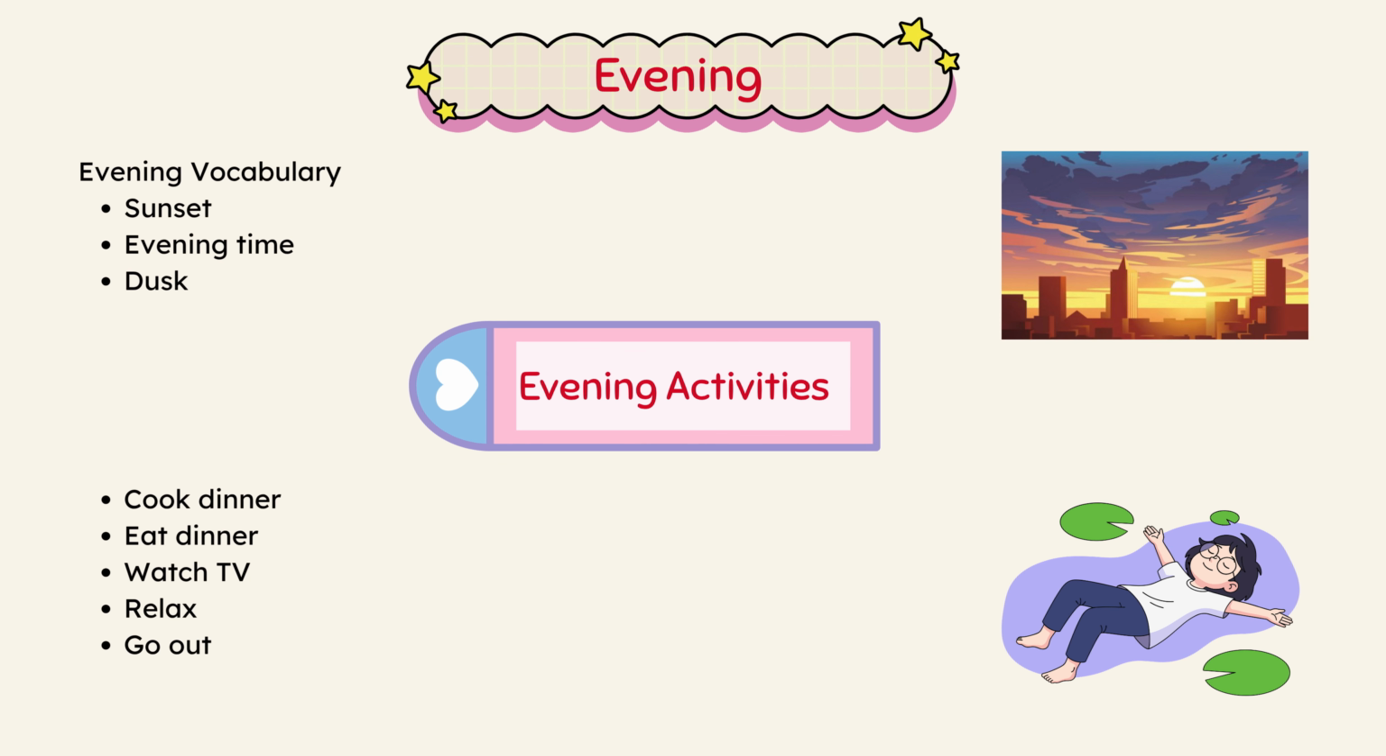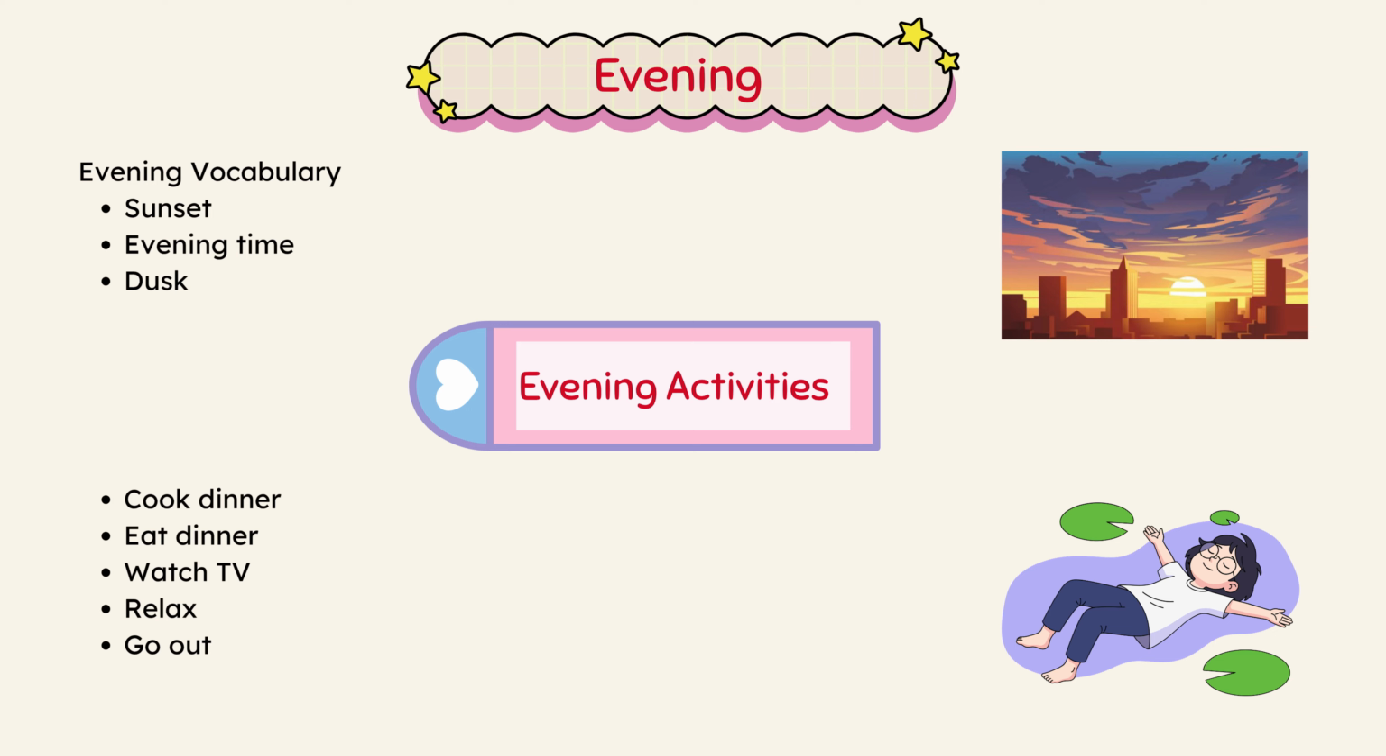Now let's talk about the evening routine. First, some useful evening vocabulary. We use words like sunset, evening time, and dusk to describe the time when the day becomes dark. Next, evening activities. Common activities include cook dinner, eat dinner, watch TV, relax, and go out.